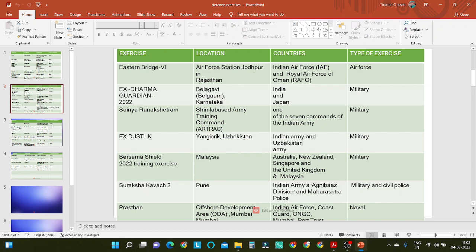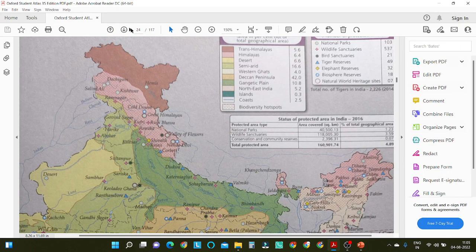The next exercise is the Birasama Shield training exercise. It is taking place in Malaysia. The next exercise is exercise Dustlik. It is taking place in Uzbekistan, and the countries involved are only India and Uzbekistan, no other countries. It is also a military type of exercise. Now we should locate Uzbekistan on the world map.